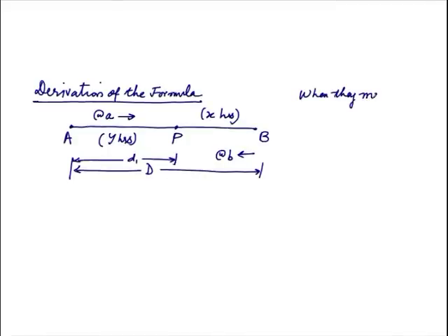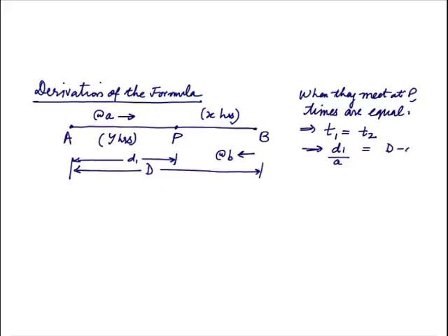When they meet at P, times are equal. The time taken to cover AP will be equal to the time taken to cover BP because they have started at the same time, and when they meet, naturally their watches will show the same lapse of time. So this means that T1 is equal to T2 when they meet at P for the first time, which means D1 upon A will be equal to D minus D1 upon B. Okay, this is our first equation, which we can now rewrite as D1 upon D minus D1 is equal to A upon B. Let us just write it and keep it with us.